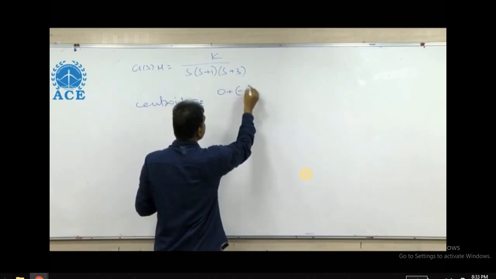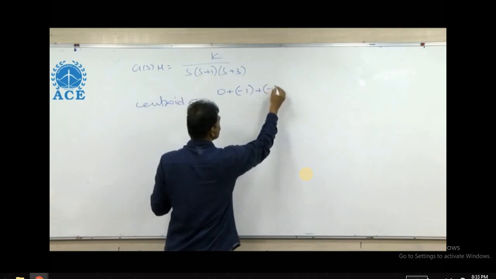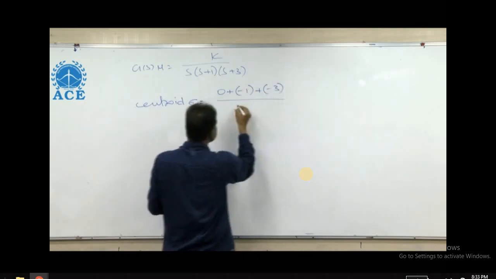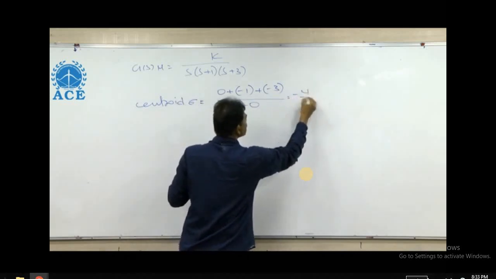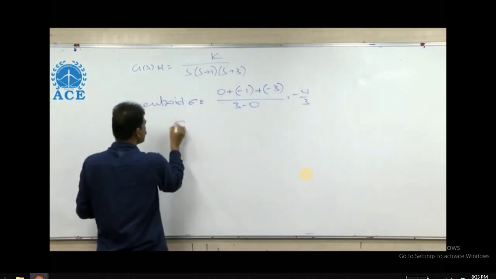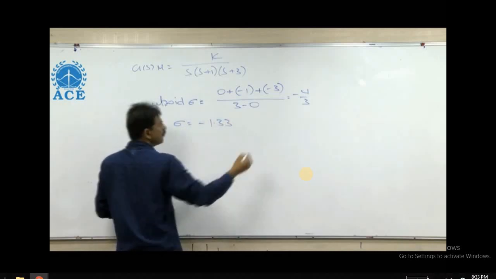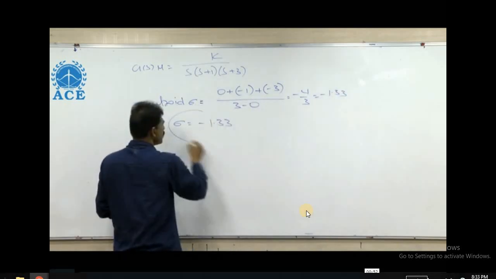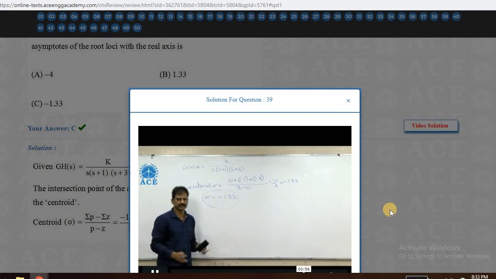Sum of poles: the poles are 0, minus 1 and minus 3, so the sum is minus 4. Minus zeros, there are no zeros, divided by the number of poles minus the number of zeros, which is 3. This gives minus 4/3. Therefore, the asymptotes will meet at the point minus 4/3, which is minus 1.33. The centroid is minus 1.33.